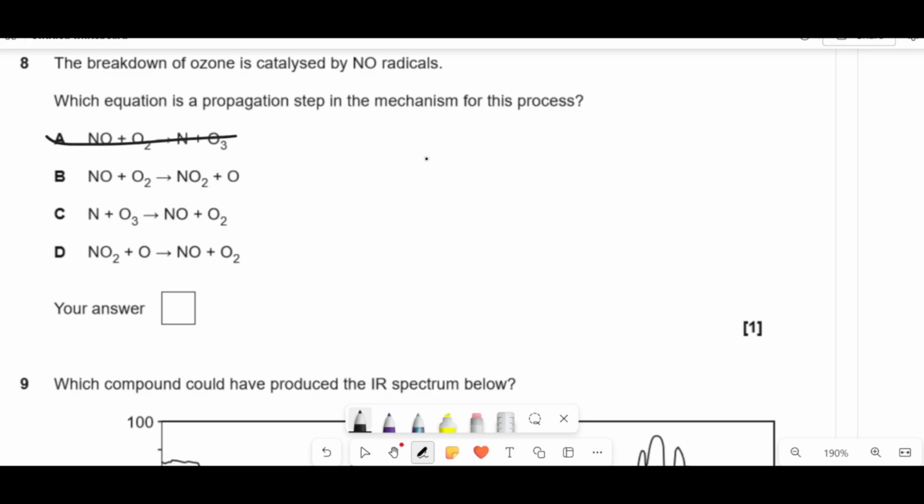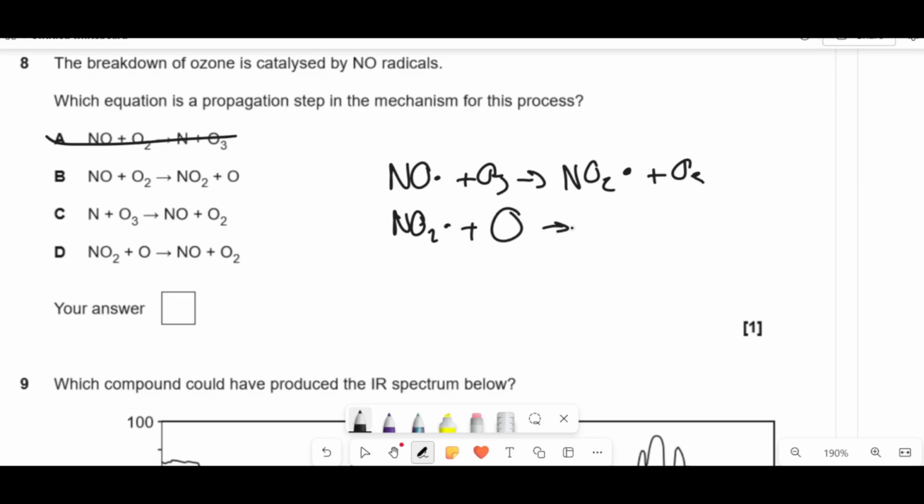NO radicals are formed naturally by lightning and also because of aircraft traveling in the stratosphere, fun fact. So what you end up getting is an NO radical plus O3, radical, non-radical, makes a radical, NO2 radical plus O2. This radical will come along and attack something else that isn't a radical, so it's going to be the O, and then it'll give you an NO radical plus O2 like this. So whichever one of these fits the bill for this is going to be D.